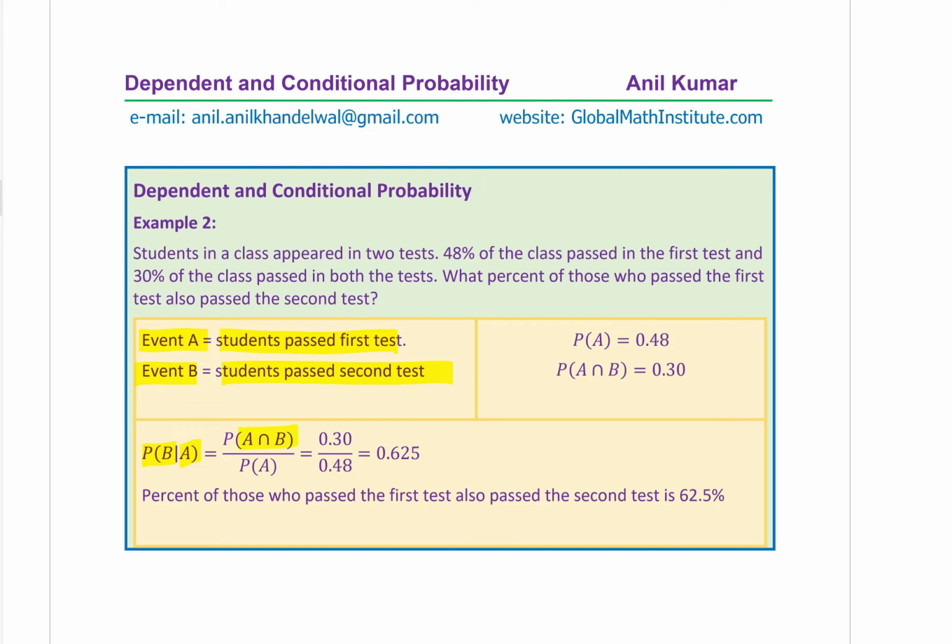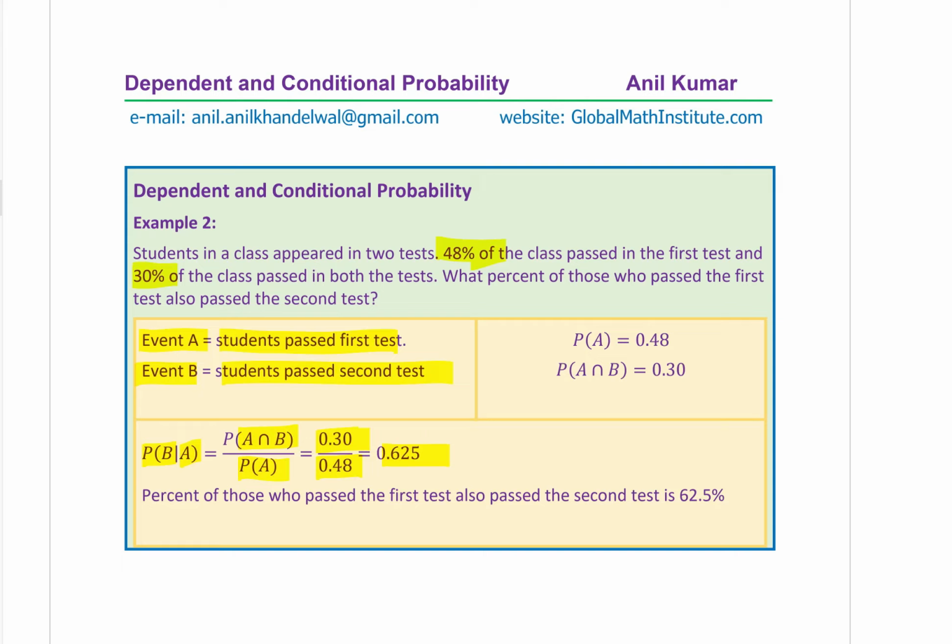So it is the intersection of A and B divided by the probability of A. We are already given that the probability of the intersection, those who passed first and second, is 30%, which is 0.30. And those who passed the first test is 48%, written as 0.48. When you divide, you get 0.625, right? So that becomes your result.